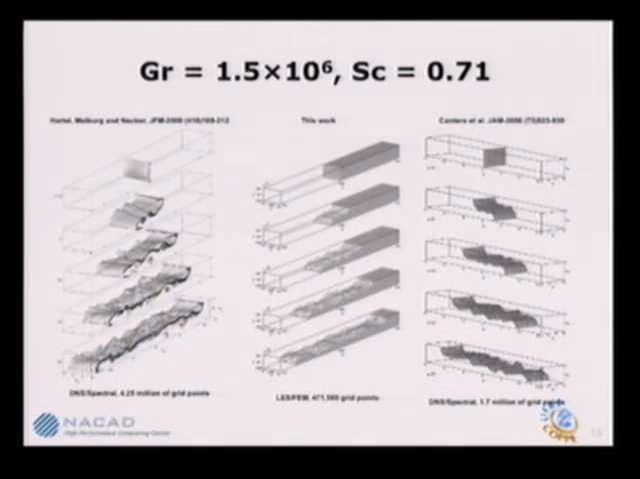Here are the solutions of DNS spectral, 4.25 million grid points, Härtel, Meiburg, and Necker. See this high resolution here. This is Cantero, Journal of Applied Mechanics, 1.7 million grid points. And how we do with 500,000 grid points within the realm of large eddy simulations. Not bad. The idea here is not to capture the small features, but to capture the larger scales.